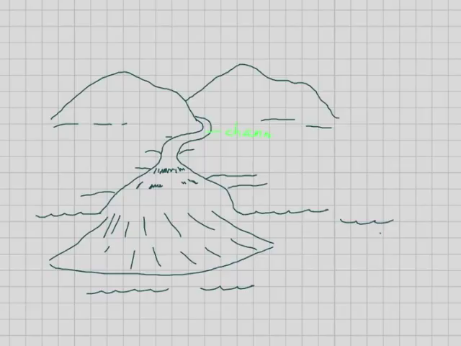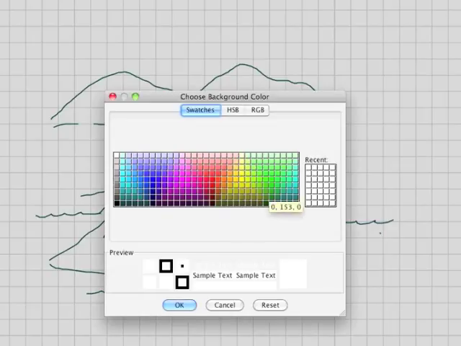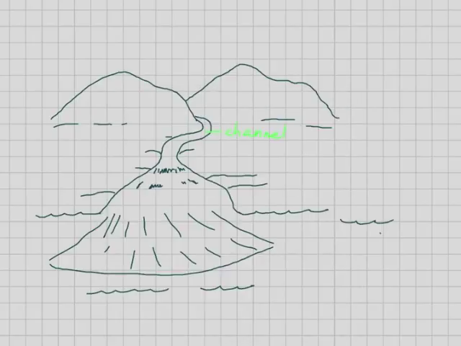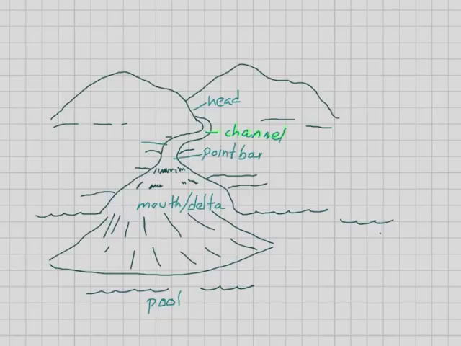First of all, we have the channel, which rivers flow in. Let's change color of that so you can see it a little better. That's a little better. Rivers always flow in some sort of a channel. They have a head and a mouth. The head is where they start and the mouth is where they end, in the pool. At the mouth forms a delta where stream sediments are deposited.